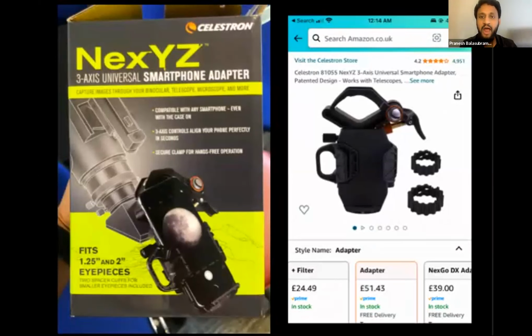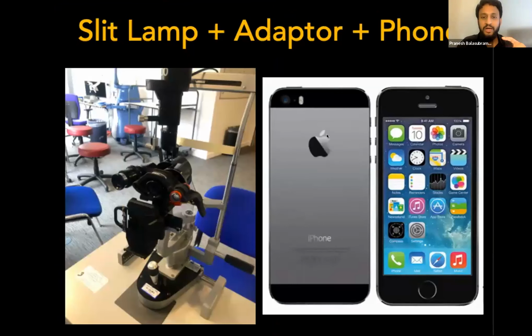This is available on Amazon. It costs £50, but it is completely worth it. You may find it on your Amazon stores as well. So please look for this three-axis universal smartphone adapter. So what I do is, I use a phone. I still use an iPhone 5. Now we have 15. So I use a specific iPhone 5.